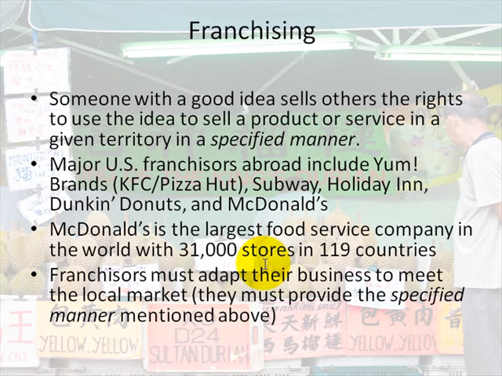That's pretty amazing. Franchisors, however, must adapt their businesses to meet the demands of the local market. Like in the book, they talk about Pizza Hut and Yum Brands, that they had to figure out that Domino's pizza with squid and sweet mayonnaise is something that's preferred in, where did they say it, Japan.